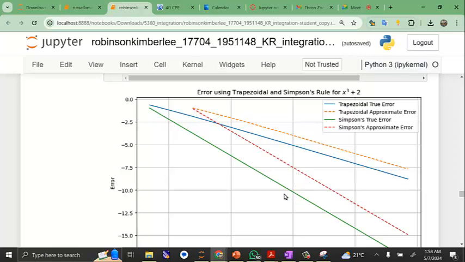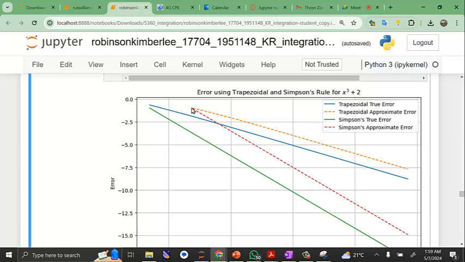It's quite interesting that the trapezoid approximate error and the Simpson approximate error are the same. I'm not really sure why that is here. Or it looks like they're the same. They might not be exactly the same, but it looks like they're the same. But that's really not important.